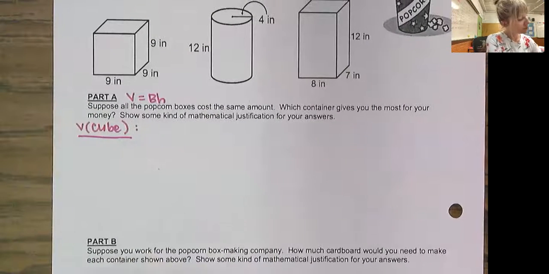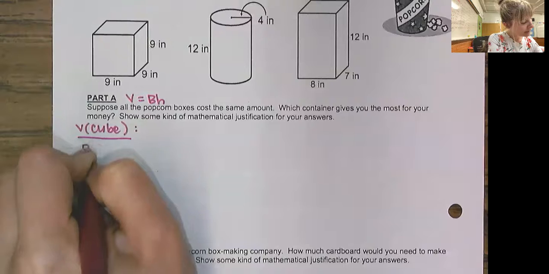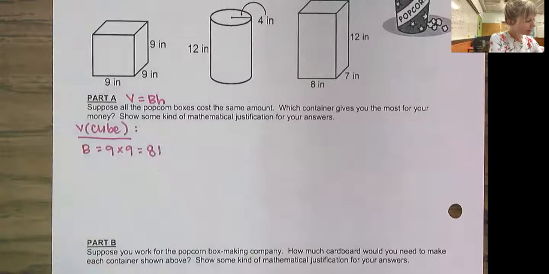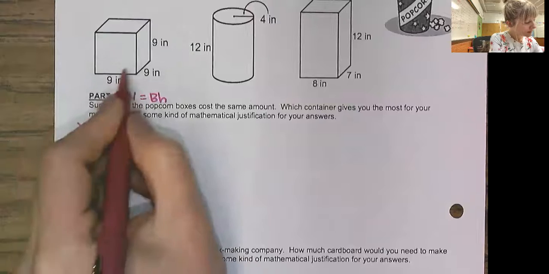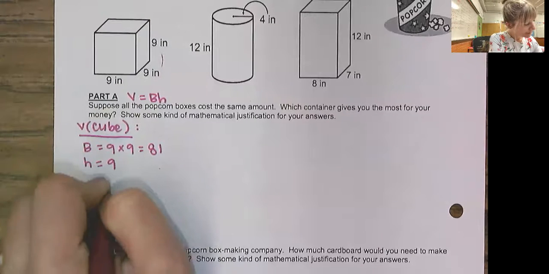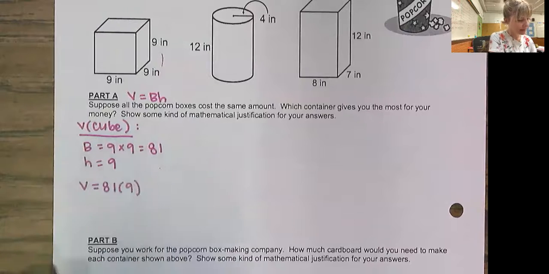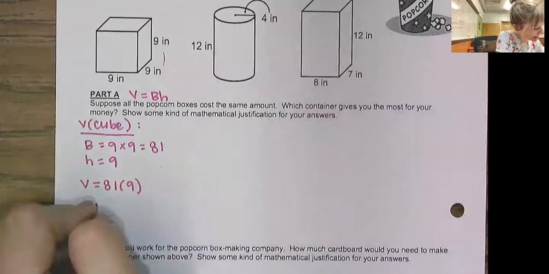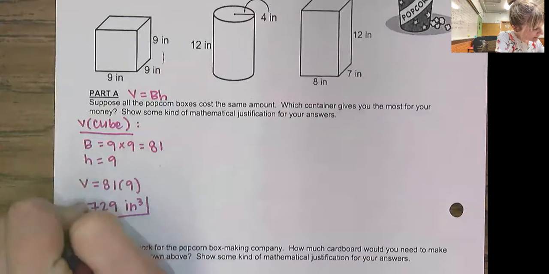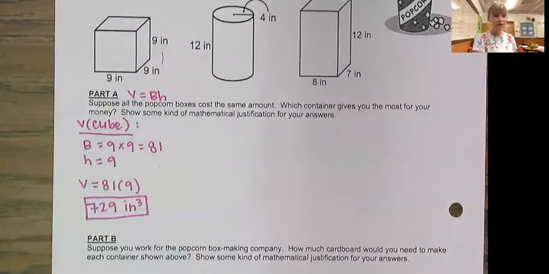So the volume of this cube is going to be area of the base, which is 9 times 9, because it's a square, which is 81, times the height of the cube, which is also 9, because all of the measurements are 9. So the volume of the cube is 81 times 9. Type that in your calculator. 81 times 9 is 729 cubic inches. That means if you buy that particular container, you're going to get 729 cubic inches of popcorn.